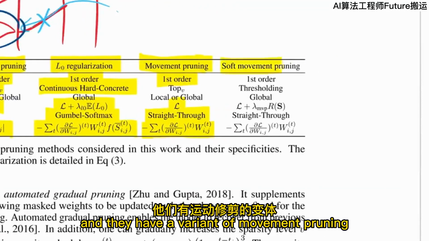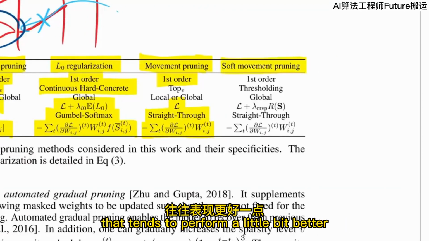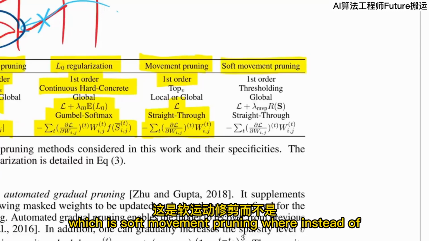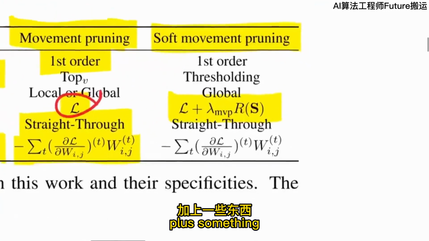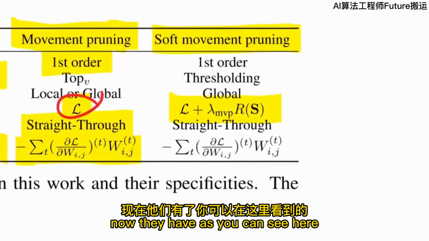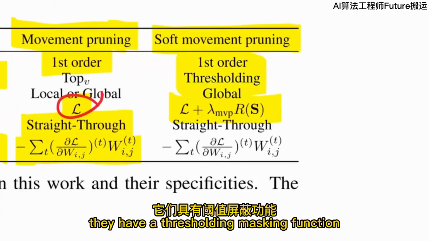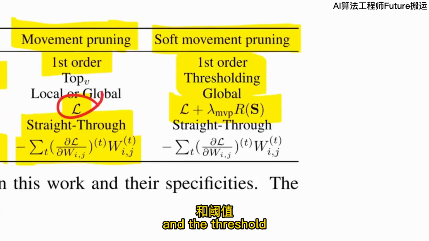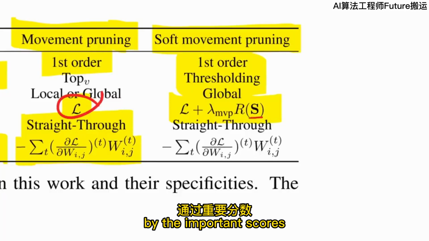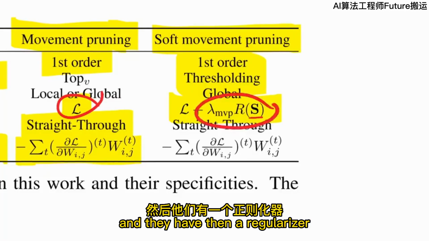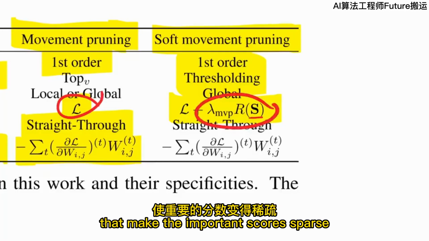And they have a variant of movement pruning that tends to perform a little bit better, which is soft movement pruning, where instead of just optimizing the loss function, they optimize the loss function plus something. Now, as you can see here, they have a thresholding masking function, and the threshold is actually dynamic, or it's determined by the importance scores, and they have then a regularizer that makes the importance scores sparse.